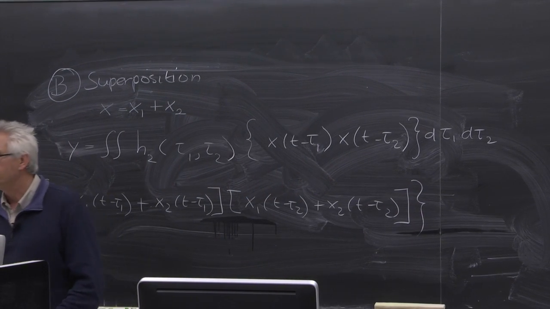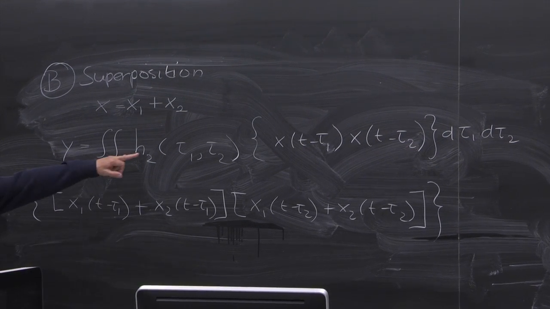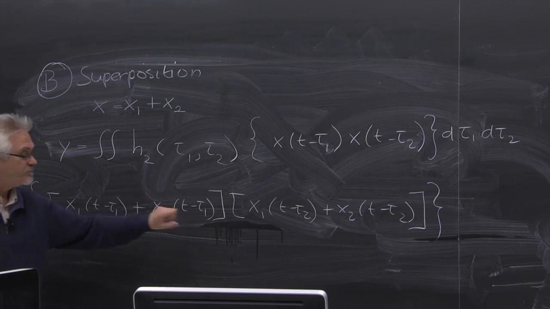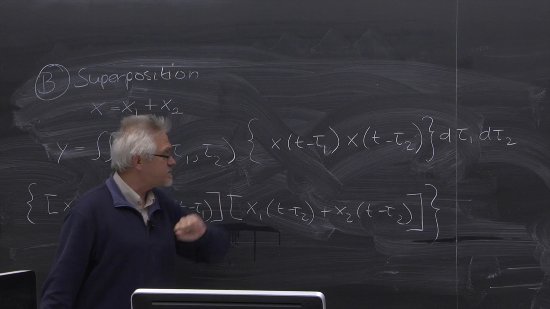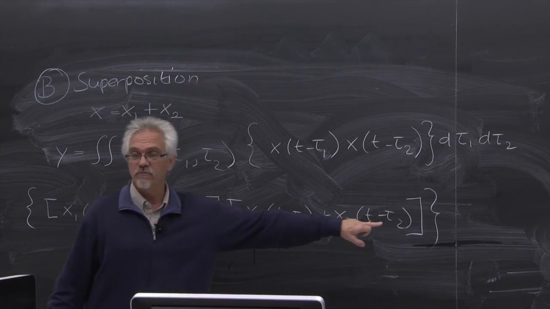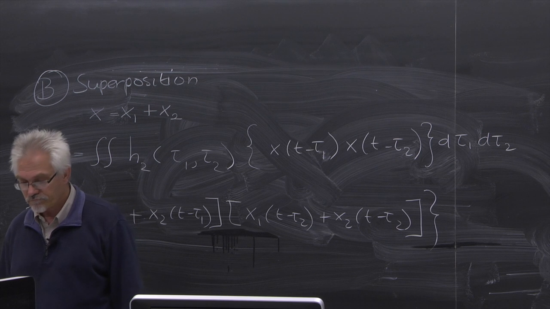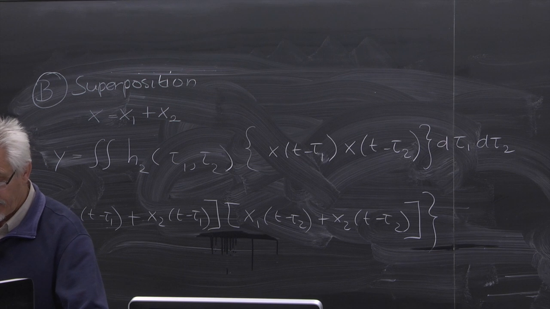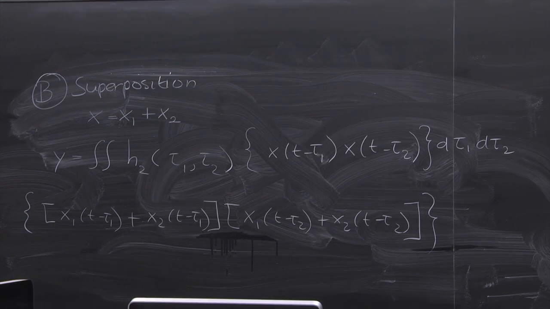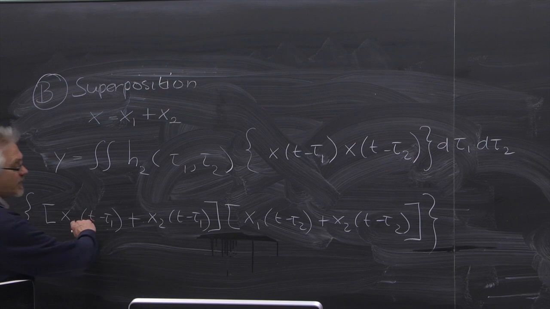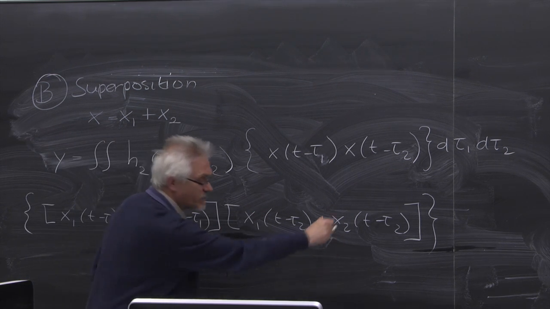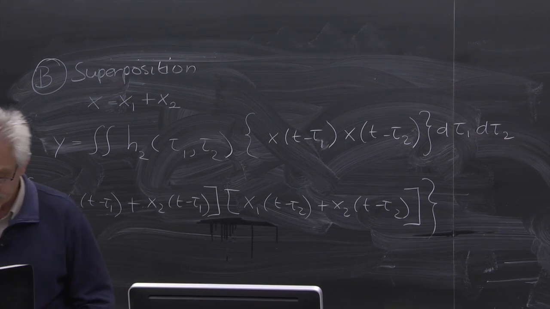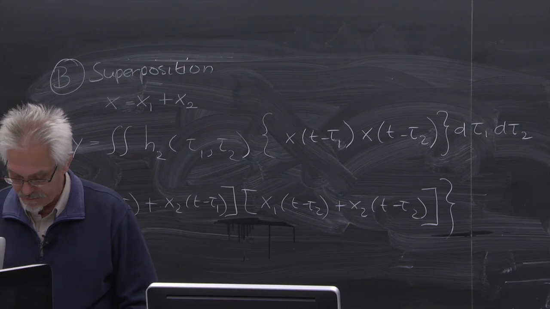See? So I just change x for x1 plus x2 with a delay tau 1. And I change this x for x1 plus x2 with delay tau 2. Now if I'm going to expand this stuff, you can see I will get 1, 2, 3, 4 terms, isn't it? When I expand the thing between the curly brackets. So let's look at these 4 terms separately.